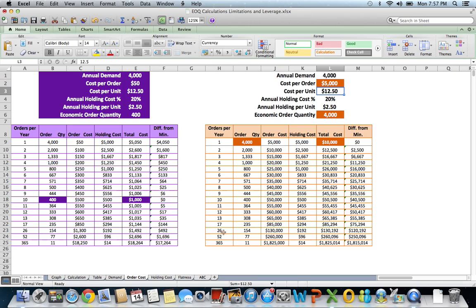In the most extreme example, if it's $5,000 to place the order and we placed an order every day, we'd spend almost $2 million just placing orders. Obviously ridiculous, but it does make the point.